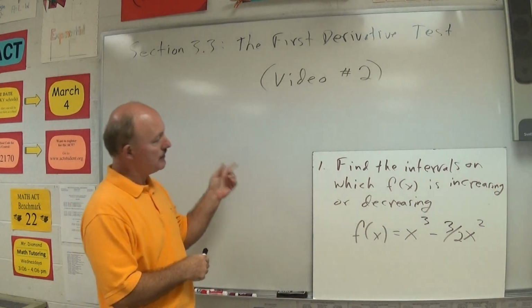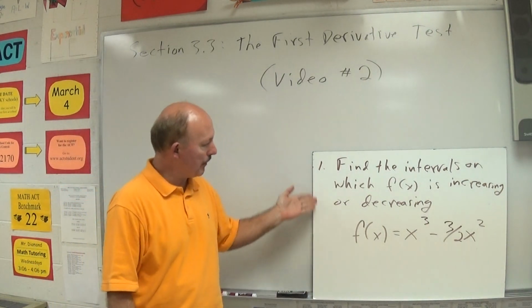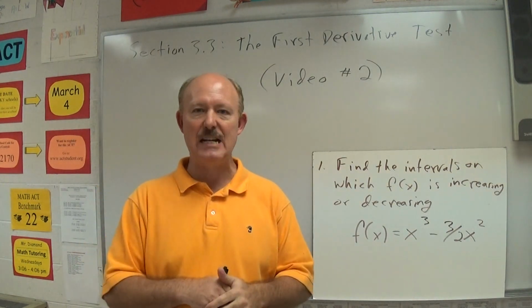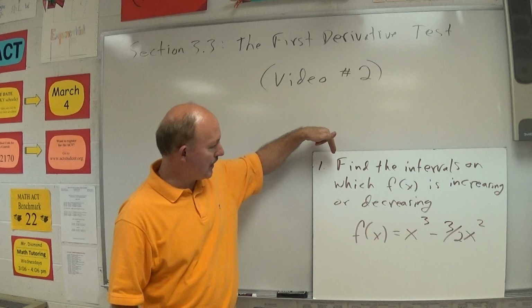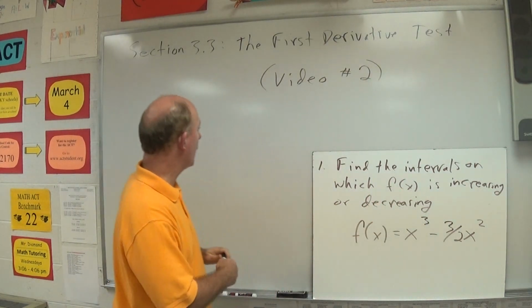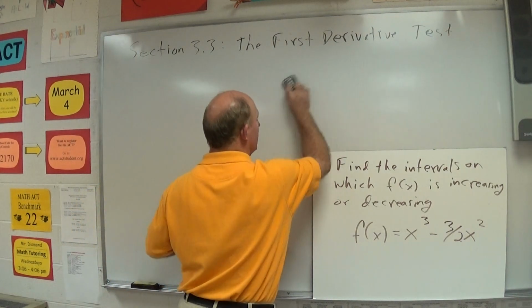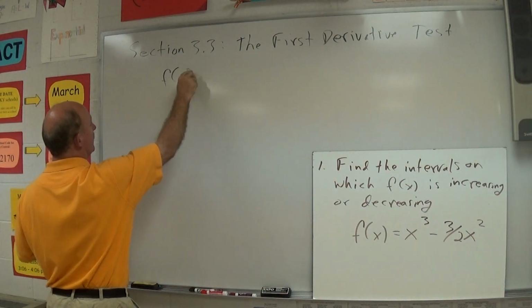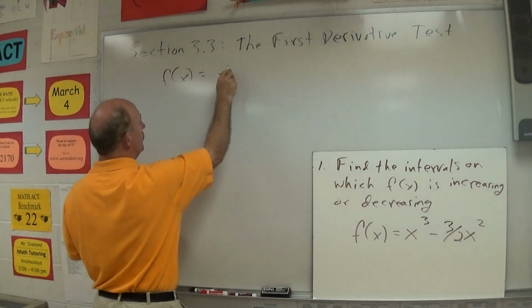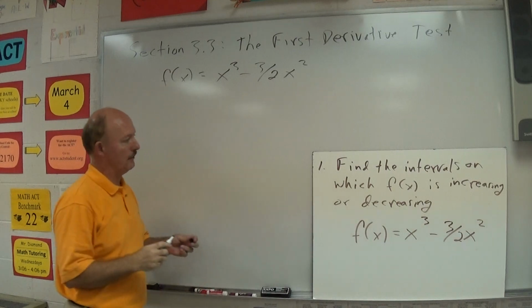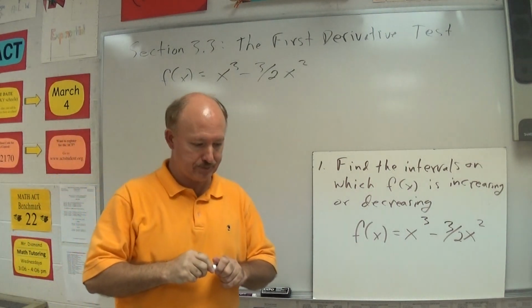To begin, we're going to try our first problem, looking at how to tell whether or not a graph is increasing or decreasing. It says find the intervals on which f of x is increasing or decreasing. Our function f of x is equal to x cubed minus three halves x squared. So this is our function.